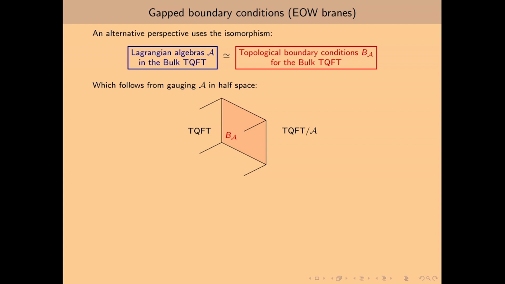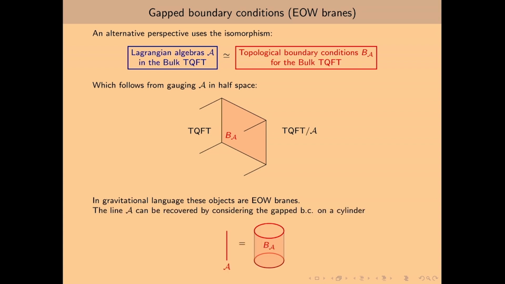And if you think of it gravitationally, these are end of the world branes. This is the gravitational spacetime, and this is how it terminates dynamically. And if you want to go back in the other direction, you can just consider the gapped boundary condition on a cylinder, like this. Here there is nothing inside, and then you shrink it, you get a line operator, and it turns out it's just this A. So that's how you prove the isomorphism. Then you have to do some mathematical computation, but this is the picture of the isomorphism.